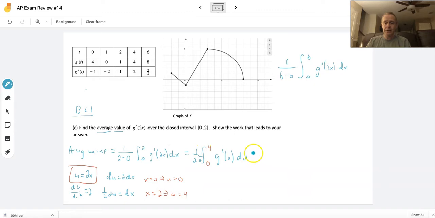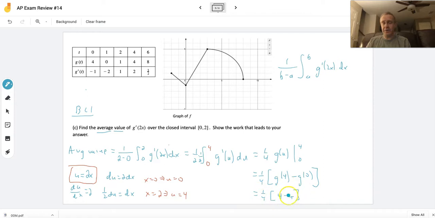So now 1/2 times 1/2 is just 1/4. The antiderivative of g prime we know is just the function g, and we will need to evaluate that from 0 to 4. And now to evaluate our definite integral, we plug in the upper limit of integration first, and then the lower limit of integration second, and then we can evaluate each of these expressions for our function g. And g of 4 we are told is equal to 4, and g of 0 we are also told is equal to 4.